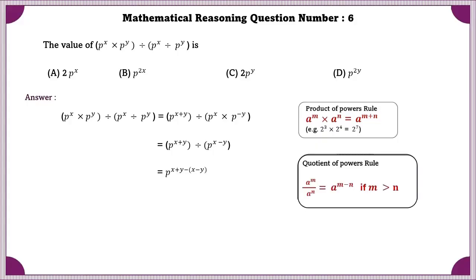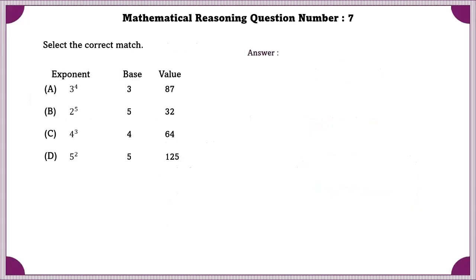We can use the quotient of power rule, that is subtracting the power of the denominator from the numerator power. If we do that, we will get p to the power x plus y minus x minus y. Now simplifying, we will get p to the power 2y.